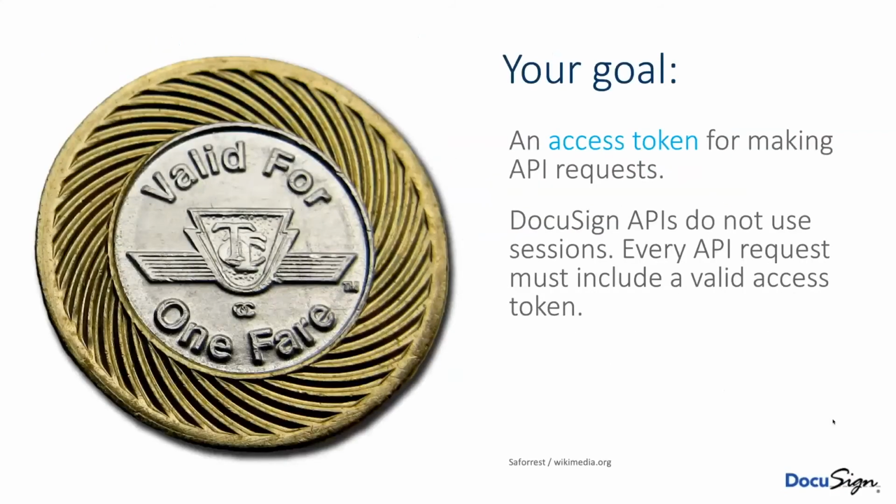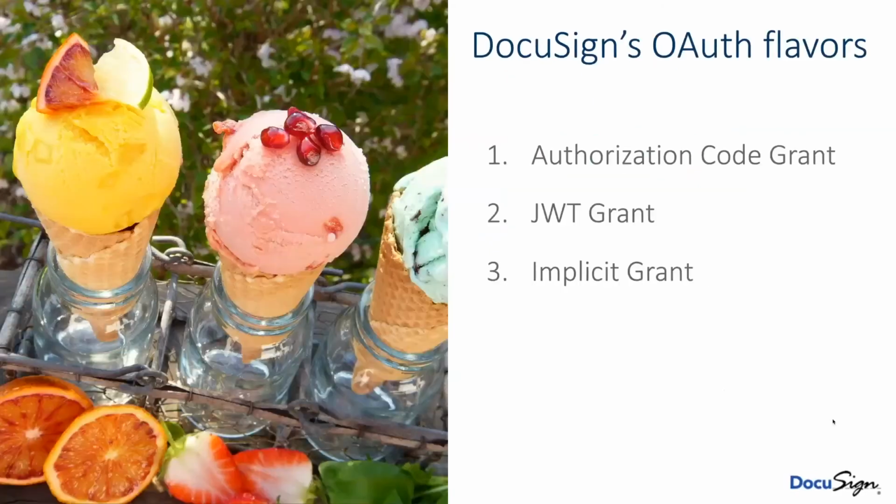Your goal for the authentication phase of your application is to obtain an access token that you will then use for making API requests. DocuSign APIs do not use sessions, which means that every API request must include a valid access token, and that access token is sent as a header value in the API request to DocuSign. DocuSign supports OAuth in 3 flavors: authorization code grant, JWT grant, and implicit grant.